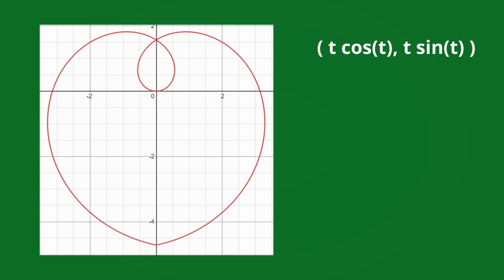over the last month: t cosine of t, t sine of t. This formula is a small change on the unit circle, but this small change causes the circle to become this. The multiplier of t creates this amazing shape, but this shape is also an amazing imitator.